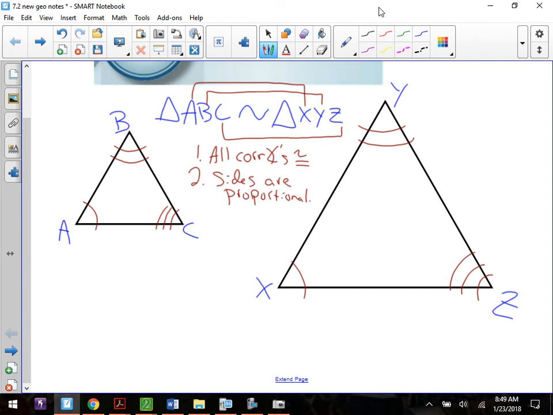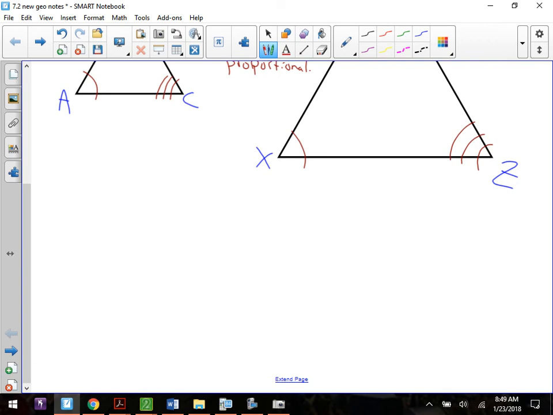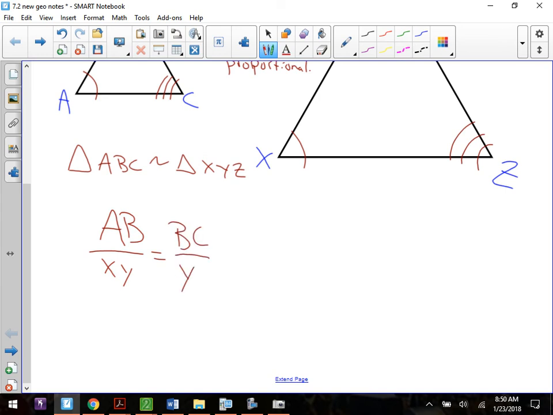That way it keeps things straight, because if you start mixing them up, the ratios won't work. So if I'm looking at this, just by following my letters, if I say side AB is to side XY, that ratio would have to equal BC to YZ, which would have to equal AC to XZ. All three of those ratios have to be the same.